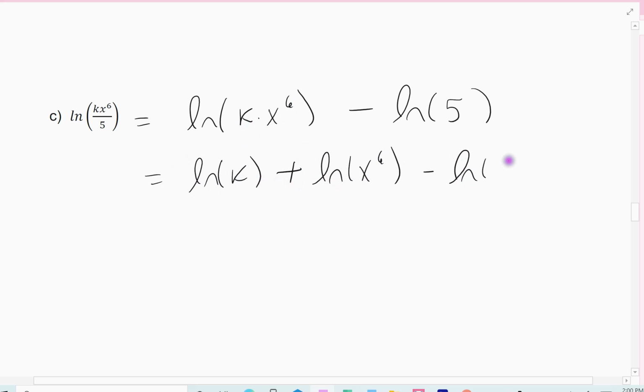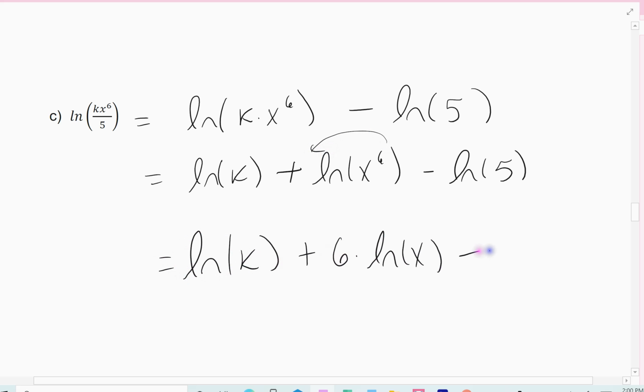Still minus the natural log of 5, and the only power I have is the 6, so that's the last thing I do. So it's the natural log of k plus 6 times the natural log of x minus the natural log of 5, and there I'm done. I can't go any further than that. There's my expression completely expanded with no powers, no quotients, no roots. So again, that's as expanded as it gets.